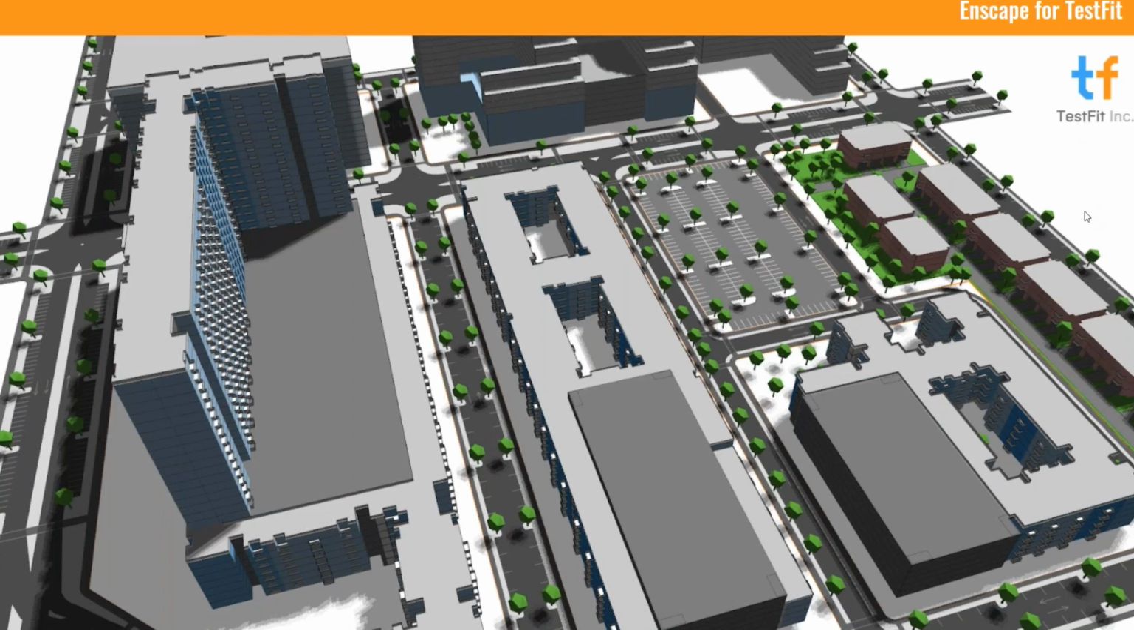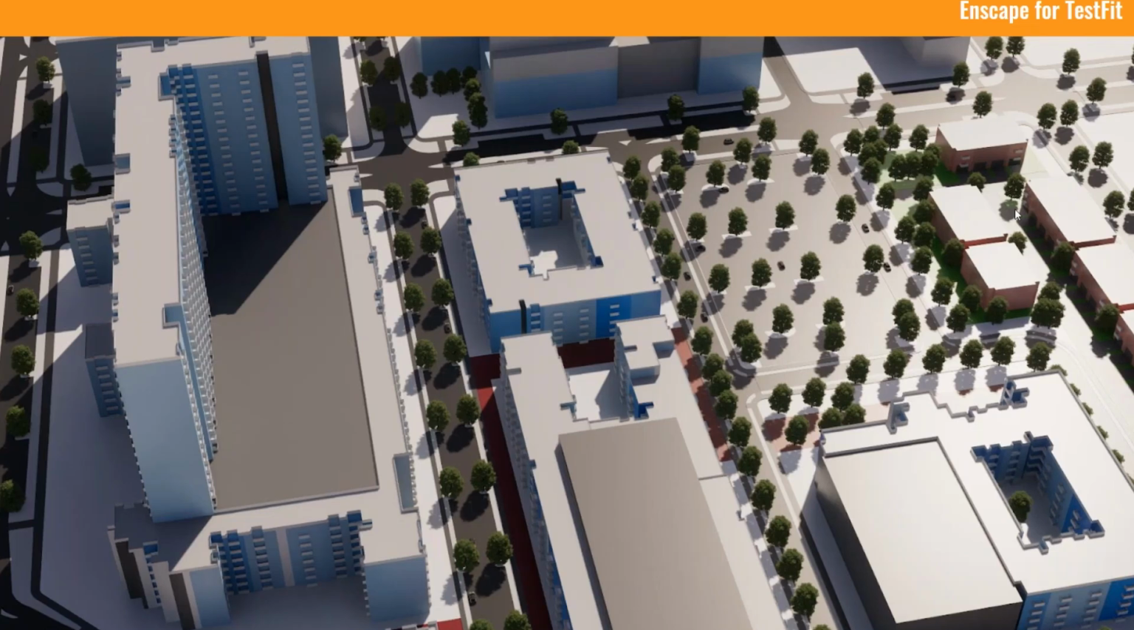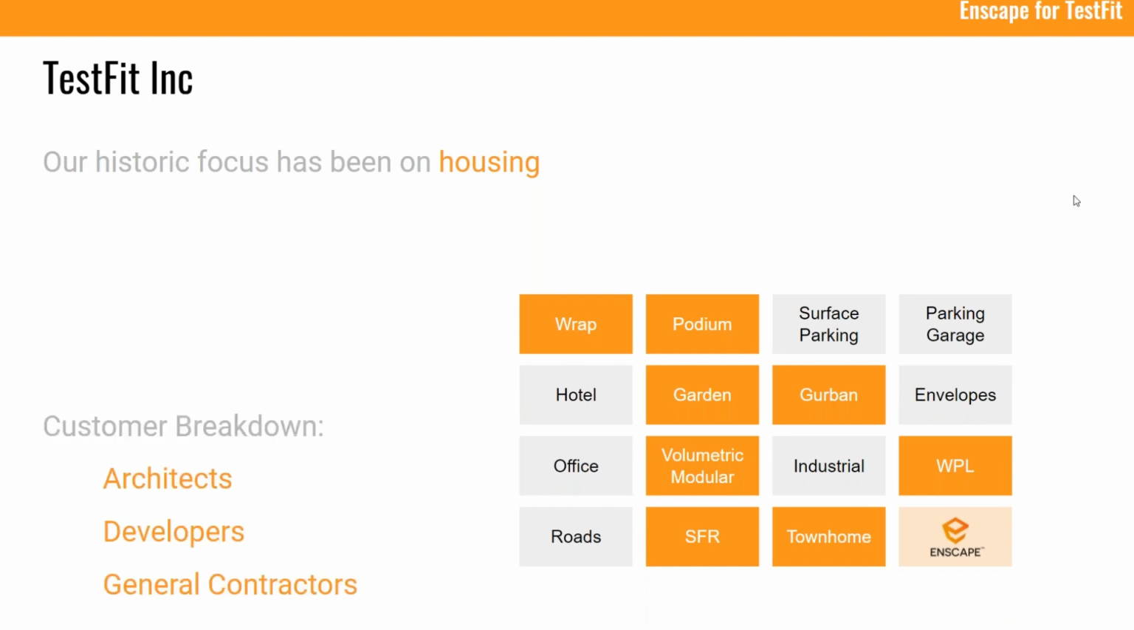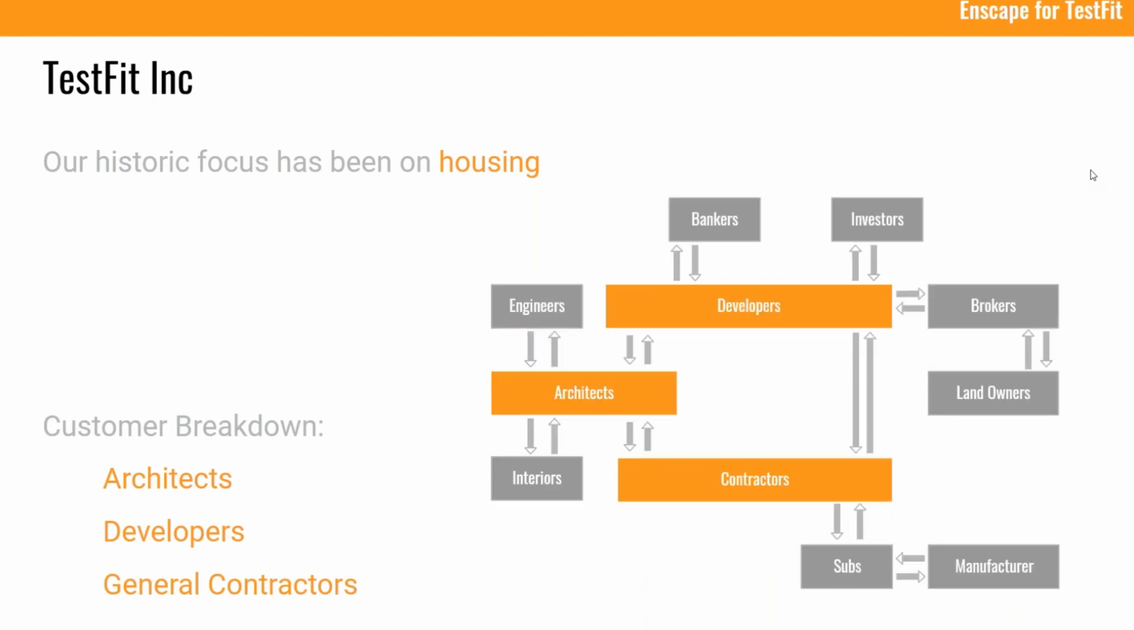The goal with Enscape was to go from something more analytical and diagrammatic like this to something that could be shared and a bit more of a vision up the chain of command. So our historic focus has been on housing. We have configurators for wrap buildings, podiums, garden apartments, urban, wrap podium, liner, townhomes, single family rentals, volumetric modular. And in that, our customers are architects, developers, and general contractors. So this is the ecosystem that our customers are in.